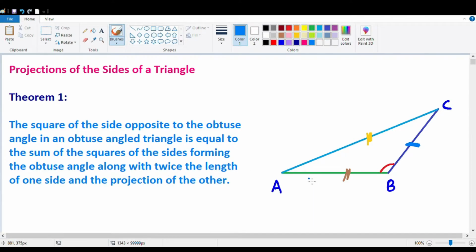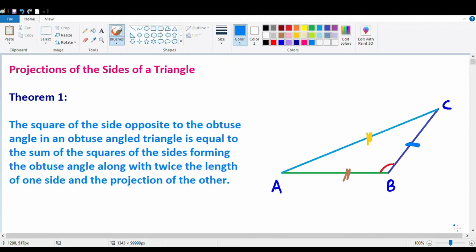So you see, we don't really have the projection right now, do we? What is the length of one side and what is the projection of the other? The length of one side you can take is AB, so plus 2 AB into BC, which is the other side. But we're not going to write into BC because that's not the projection. We need the projection, you could say, on the x-axis, right? To get that projection, we're going to have to do some construction, and then we'll be able to complete the theorem.